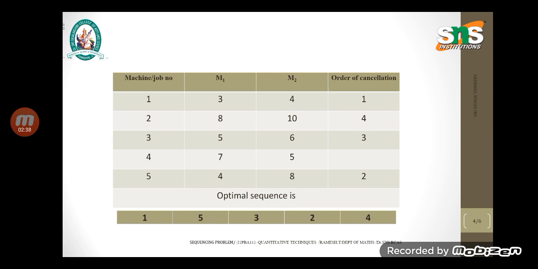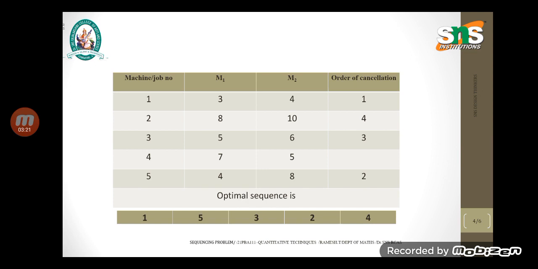Next, we take the next minimum duration. The next minimum time duration is 4. 4 is the fifth job on M1, therefore we cancel it next and put 5 on the left side. The next cancellation is the third job on M1, therefore we put 3 on the left side. Next we take the duration 8 hours, but it is on machine 2, therefore we write it on the right-hand side. Finally we take the last one, therefore the optimum sequence is 1, 5, 3, 2 and 4.